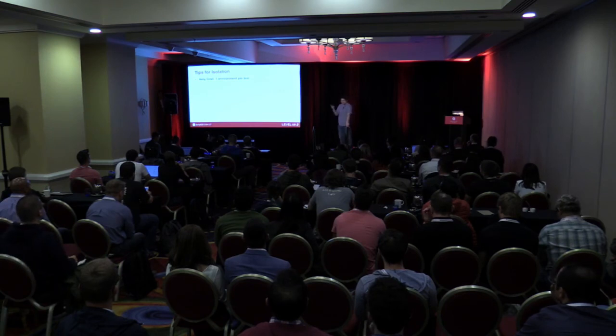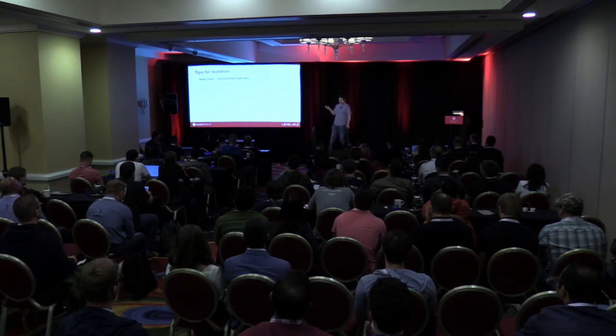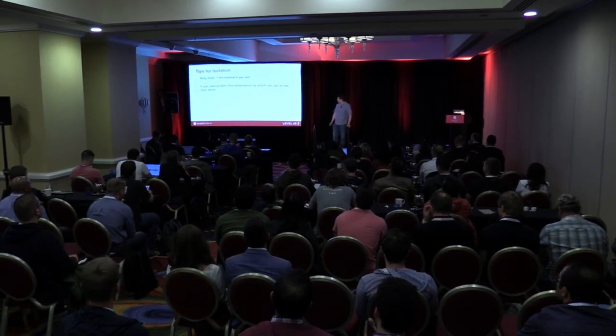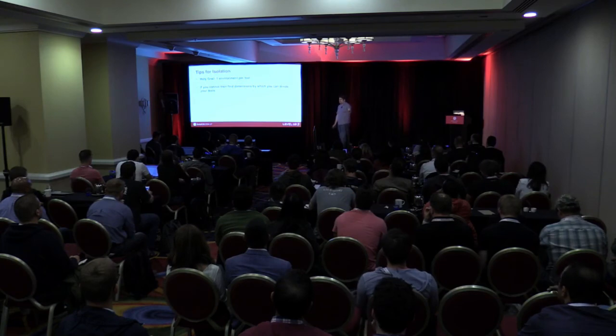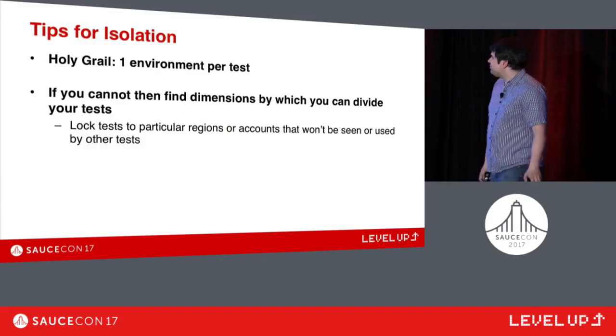So tips for isolating. Holy grail, one environment, one test. If you can do that, amazing. If you can't, find the dimensions by which you can divide your tests. So IP addresses was a dimension for some of the fraud testing we were doing. We know we have so many IPs. We know that if we have a test that blocks an IP, no other test can use that IP at the same time. So you have the idea of having dimensions or resources that you can check out for a test and then check back in. I find that a lot of people build that kind of infrastructure.